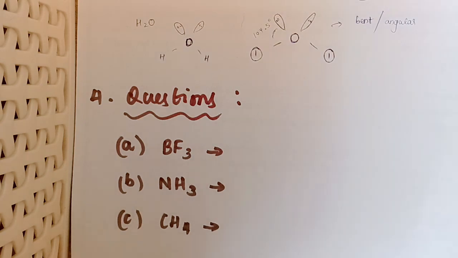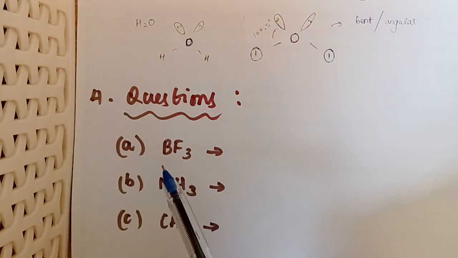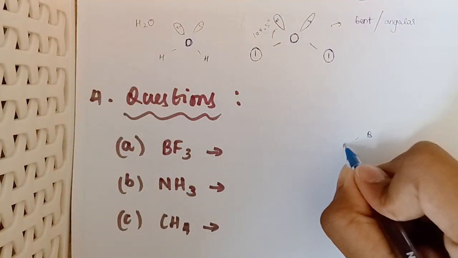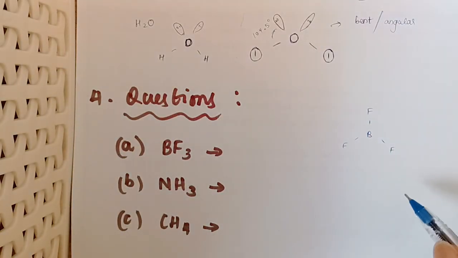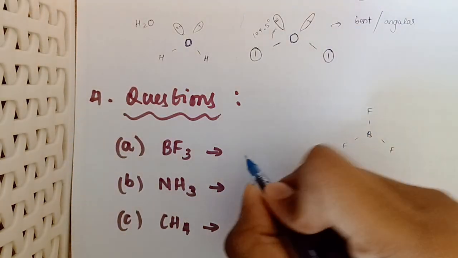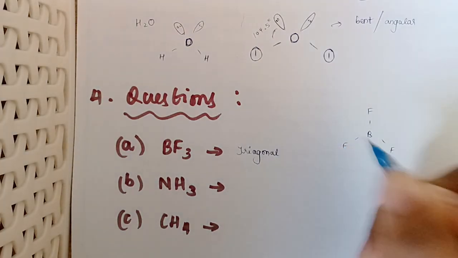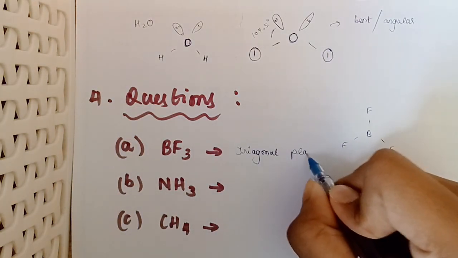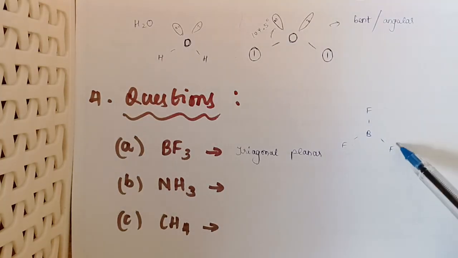Now let's try some questions to find out the shape of these molecules. The first question is BF3. So draw the B, F, F, and again an F. So this structure is called trigonal bipyramidal or pyramidal? No, it is planar. This is when there are 3 electron pairs.